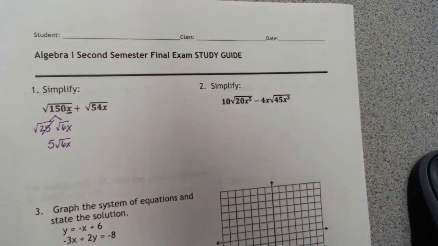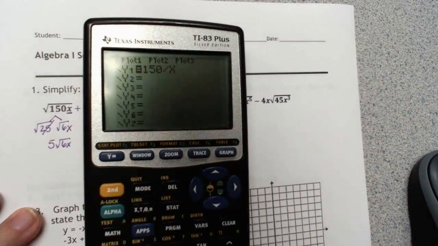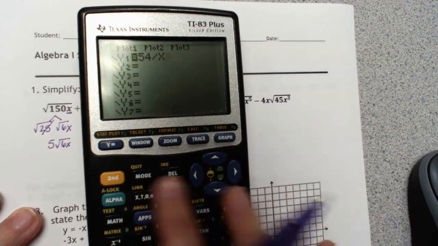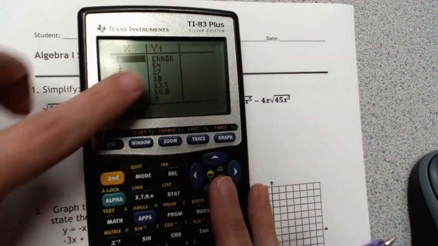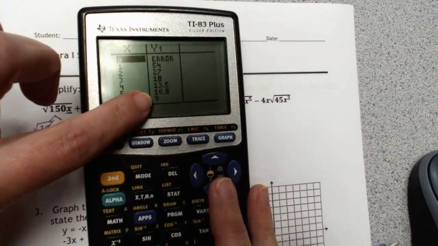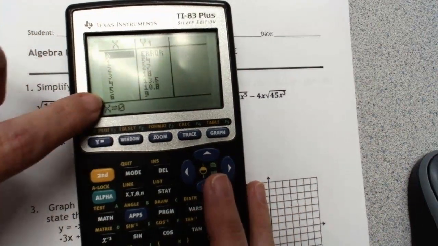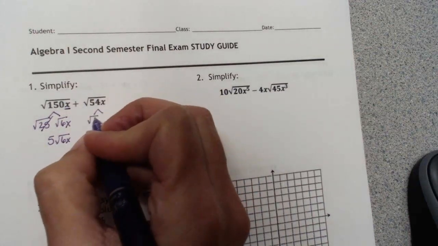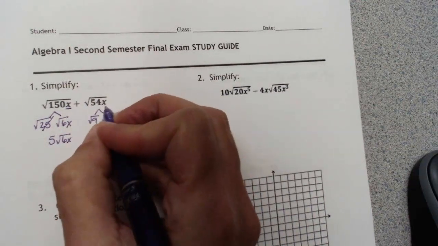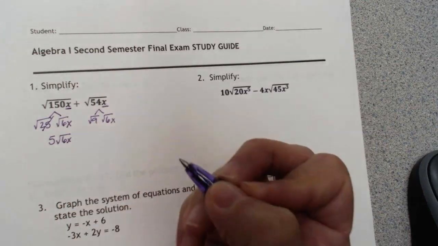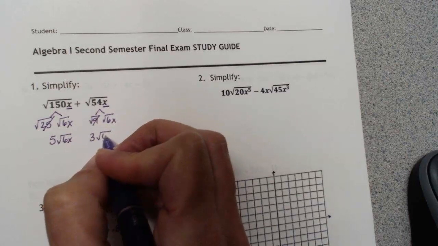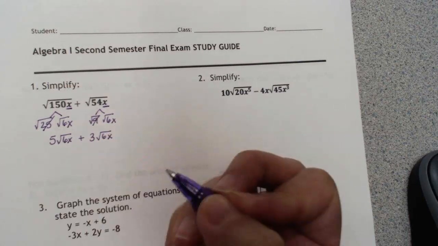And then we're going to do the same thing with the 54. Go back to y equals. Type in 54 divided by x, go to my table, and again I'm looking for perfect squares on this side. I see 9 and 6, so we're going to split this into the square root of 9 and the square root of 6. Again, I'm going to put the x with the non-perfect square, and that gives me 3 square roots of 6x, and now I can add them together.